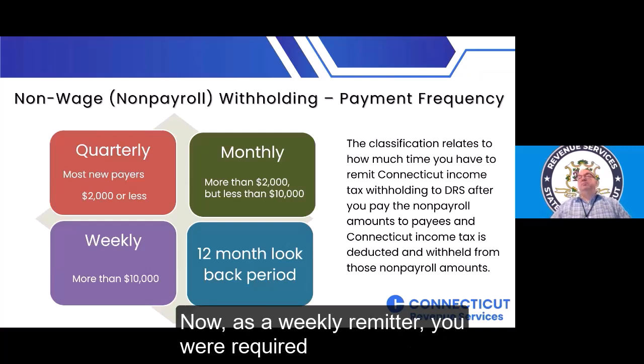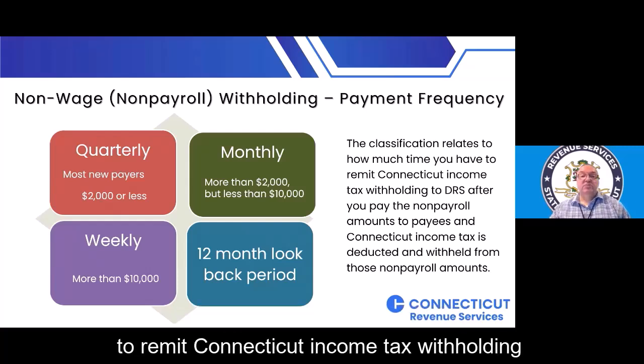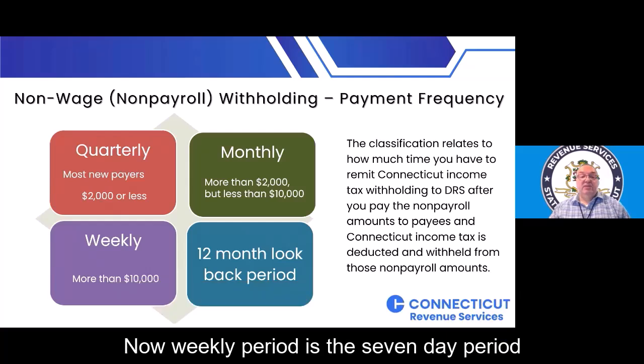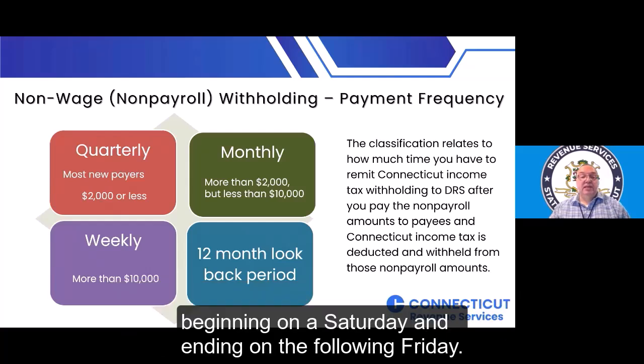Now, as a weekly remitter, you are required to remit Connecticut income tax withholding on or before the Wednesday following the weekly period during which the non-payroll amounts were paid. Now, the weekly period is the 7-day period beginning on a Saturday and ending on the following Friday.